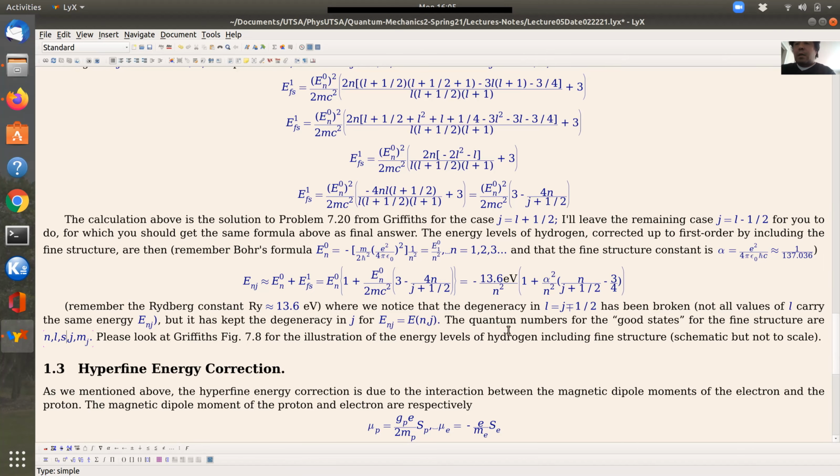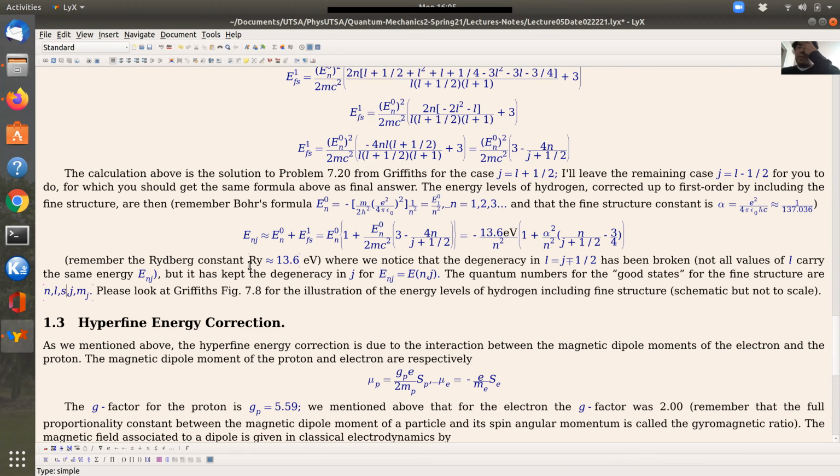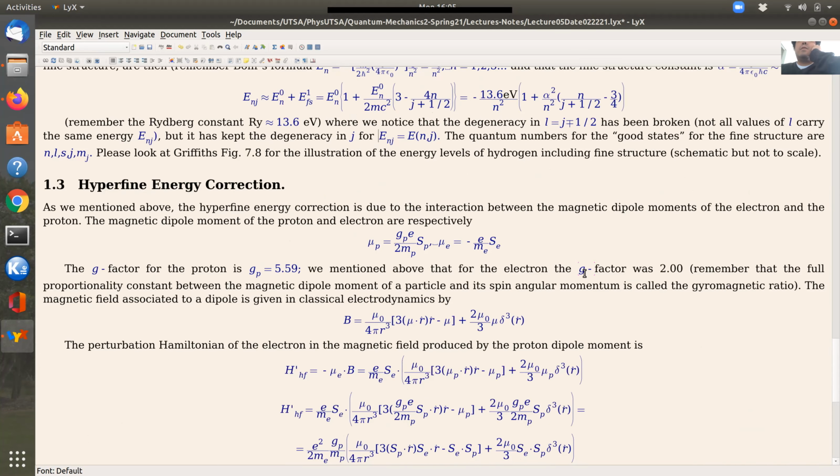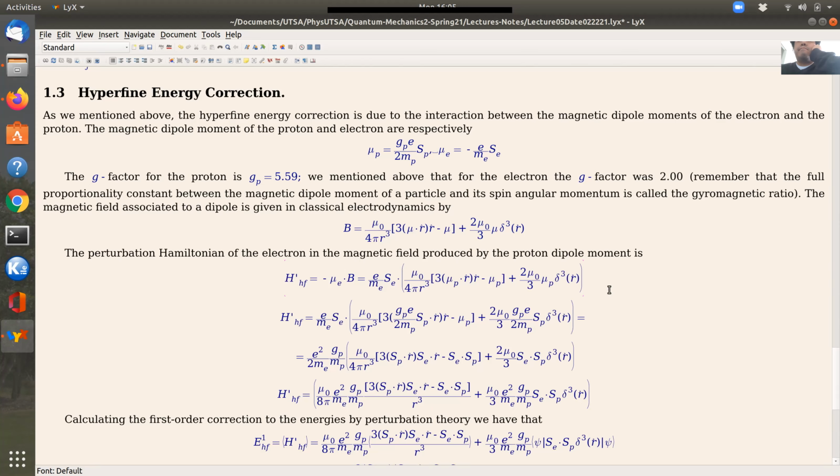So I'm not going to show the picture of the fine structure correction to the energy levels. I'll let you check on Griffiths. Please do it for completeness. And so what I'm going to finalize the lecture with is the hyperfine energy correction. And so this is of a lower order than the fine structure.